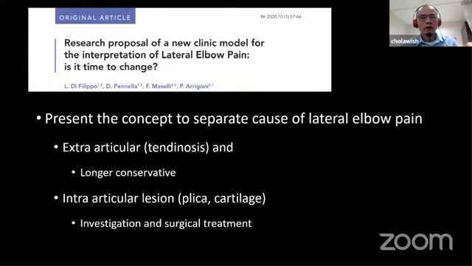This is not a new idea. Some researchers propose a new clinical model for interpreting lateral elbow pain. They try to separate two groups of lesions. One is extra-articular, most of the time tendinosis, quite classic, like tennis elbow. In this group, longer conservative treatment may be the choice. For intra-articular lesions, such as plica or cartilage lesions, investigation and treatment may be more aggressive than in the first group.